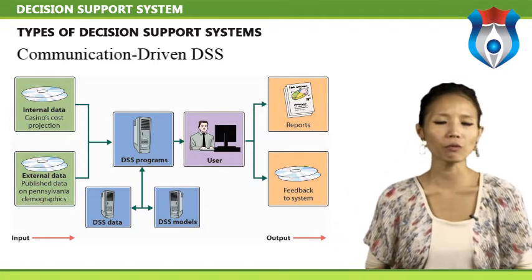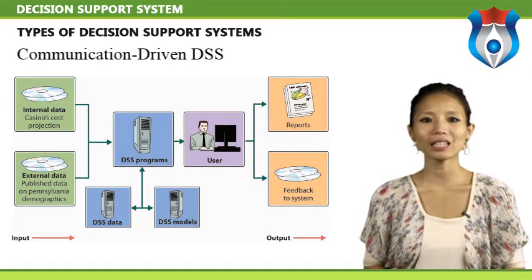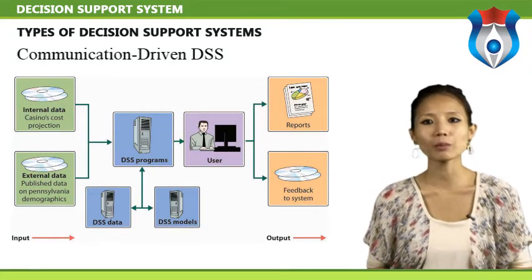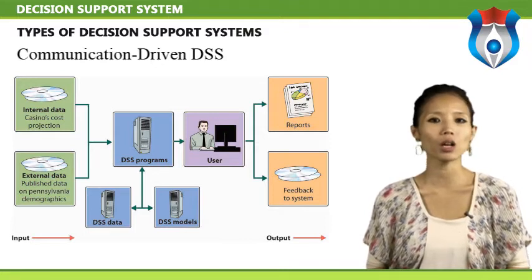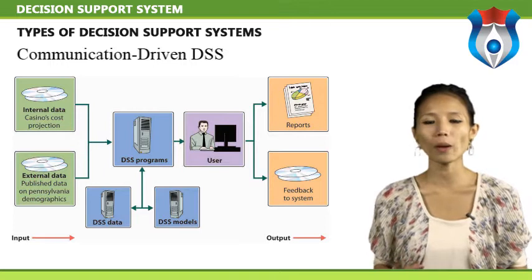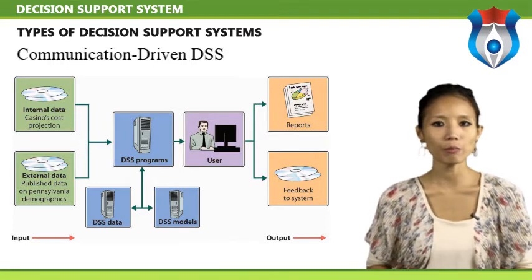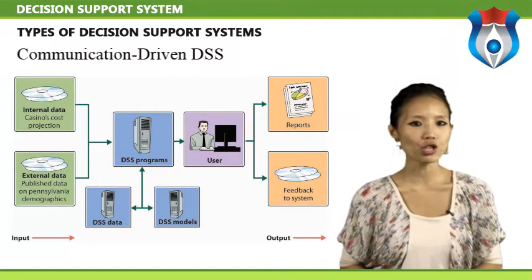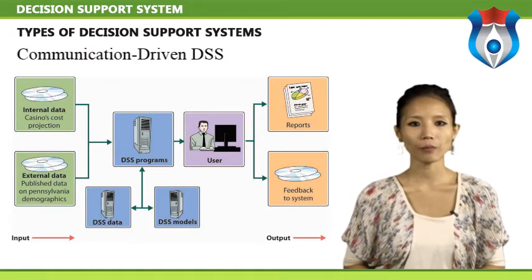Most communication-driven DSS are targeted at internal teams, including partners. Its purpose is to help conduct a meeting or for users to collaborate. The most common technology used to deploy the DSS is a web or client server. For example, chats and instant messaging software, online collaboration, and net meeting systems.